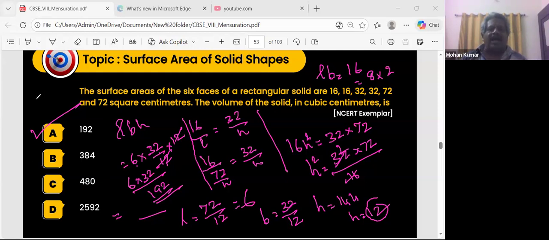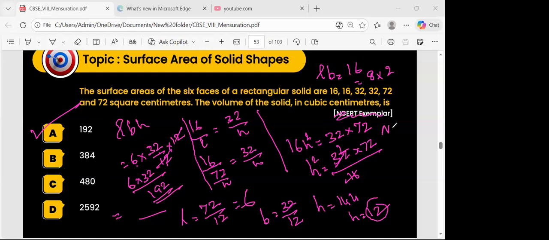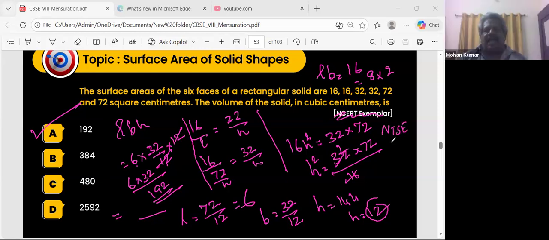Actually, there is the same level of difficulty in these questions. These are talent exam questions, that is, Olympiads. And those who are studying the NCERT textbook, the exemplar, it will be easy for you to answer it.